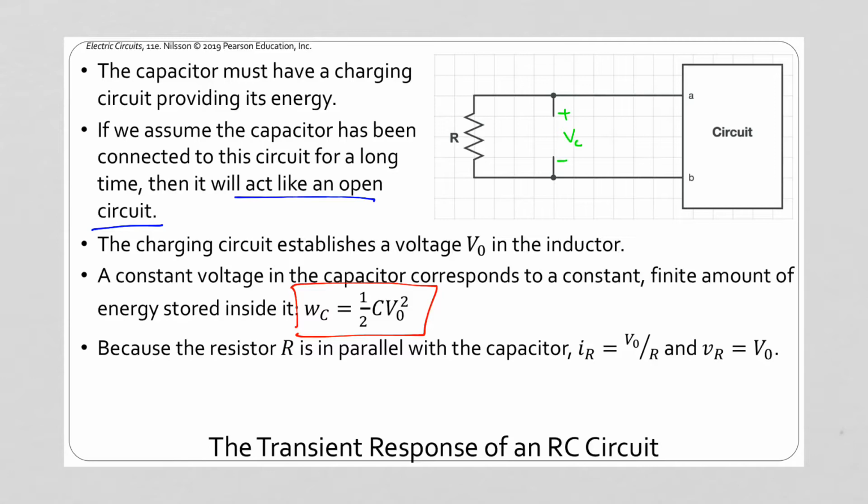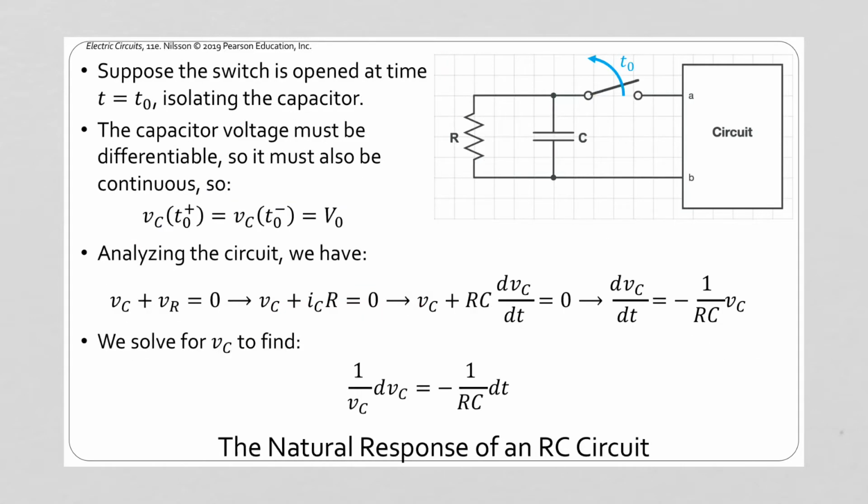There would be some current flowing in the resistor. If we have a voltage Vc here, then we would also have a voltage across the resistor. Those are in parallel, and so there would be some current flowing through the resistor, even though the current through the capacitor is 0, because the capacitor is acting like an open circuit.